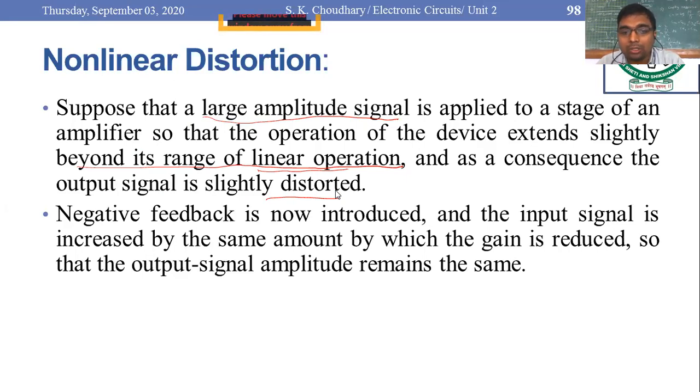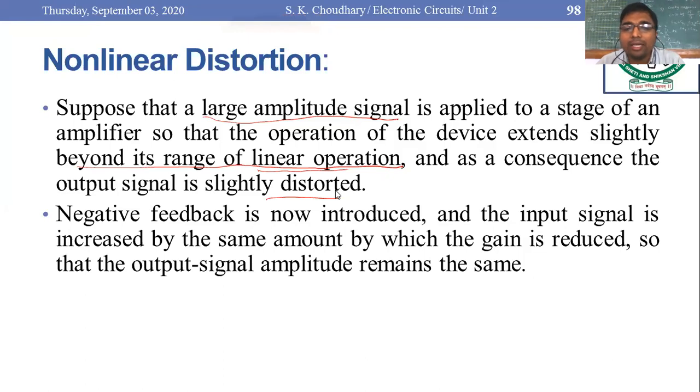Now we will introduce negative feedback on the same circuit. Then what happens? We know that the impact of negative feedback is that the gain of the amplifier will be reduced. If the gain of the amplifier is reduced after applying the negative feedback, then what would we do?